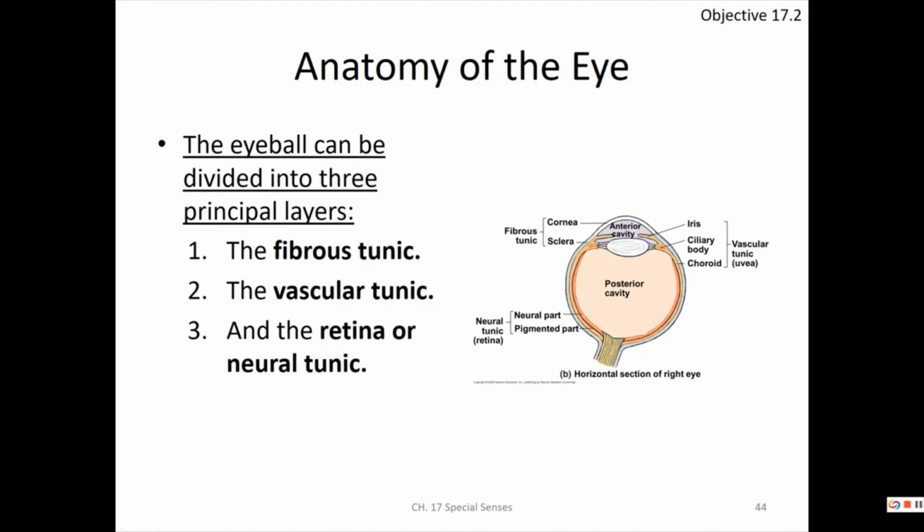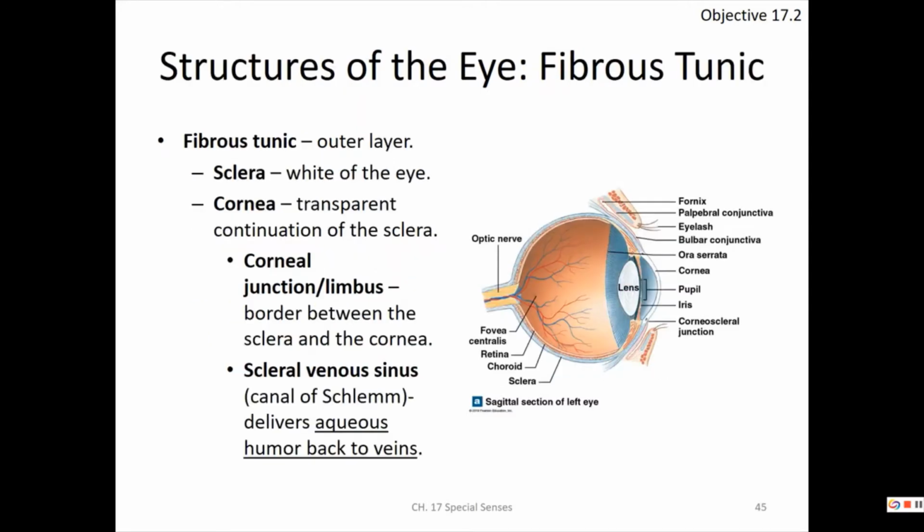So the neural tunic is called that because it is the part that has the neural stuff in it. Now, as we go through this, let's look at our fibrous tunic. The fibrous tunic is the outer layer of the eyeball. It's collagen. That's why it's called fibrous. It's made of the fibrous protein collagen. Both the sclera and the cornea are made of it. Just the fibers are oriented in different ways.